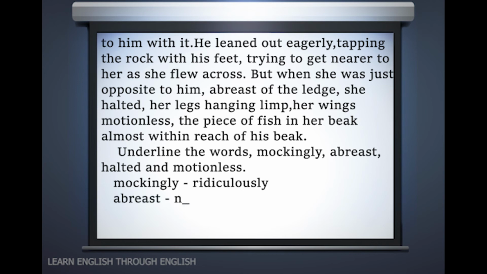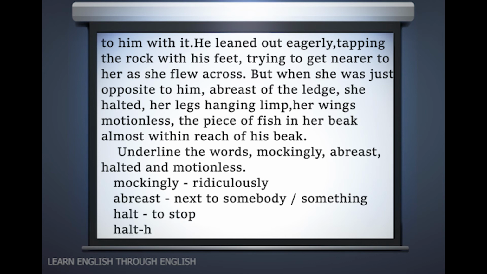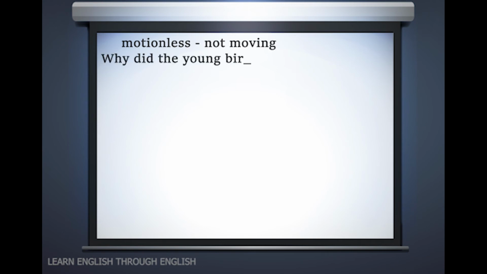Mockingly means ridiculously. Abreast means next to somebody or something. Halt is to stop. Halt, halted, halted. Motionless means not moving. Why did the young bird utter a joyful scream?